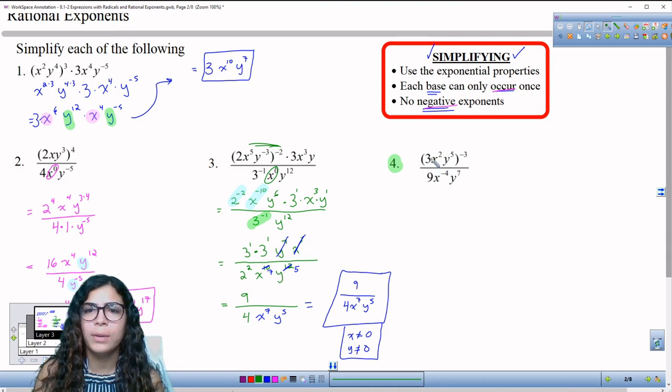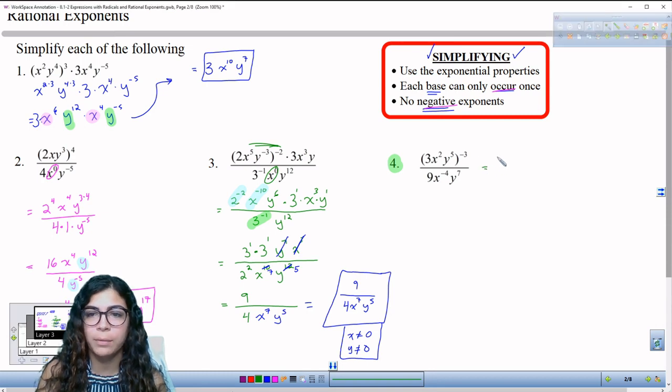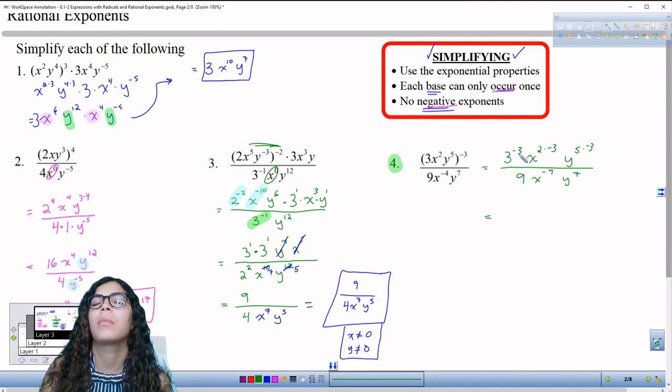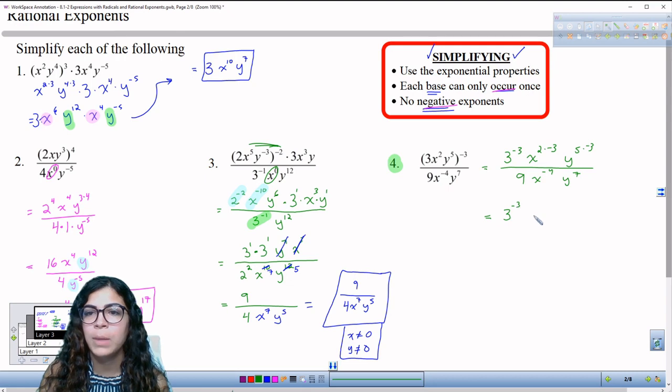So we have 3 x squared y to the power 5, all raised to the power negative 3. So this would be 3 to the power negative 3, x to the power of 2 times negative 3, and y to the power of 5 times negative 3. In the denominator, we have 9, x to the power negative 4, and y to the power of 7. Okay. Right from here, we can simplify some of these powers that need to be multiplied together. So 3 to the power negative 3, x to the power of 2 times negative 3 would be negative 6, and y to the power of 5 times negative 3 would be negative 15.